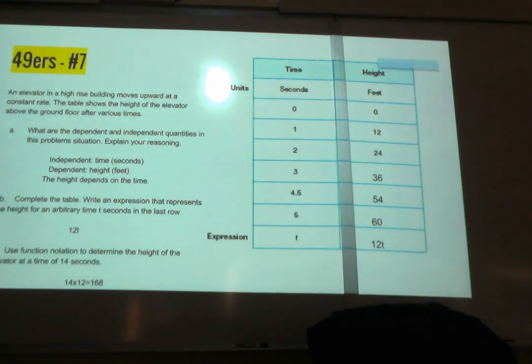49ers. Not bad. Hey, you're hooked in. How many games have they won this year? I don't know, maybe. Like 1 game.